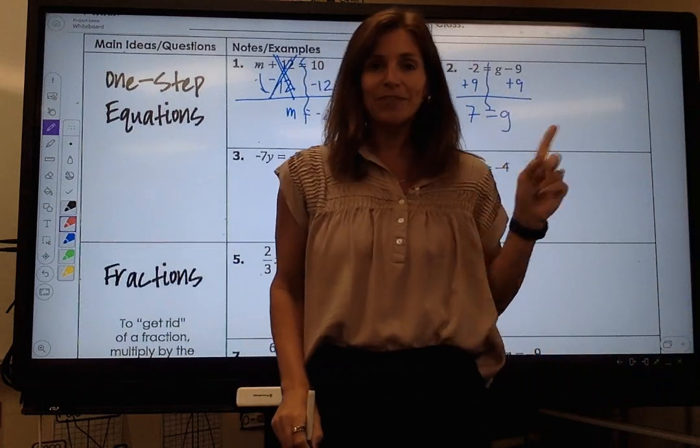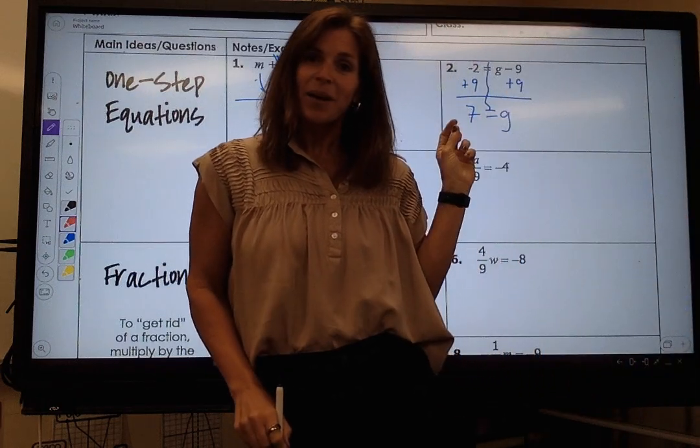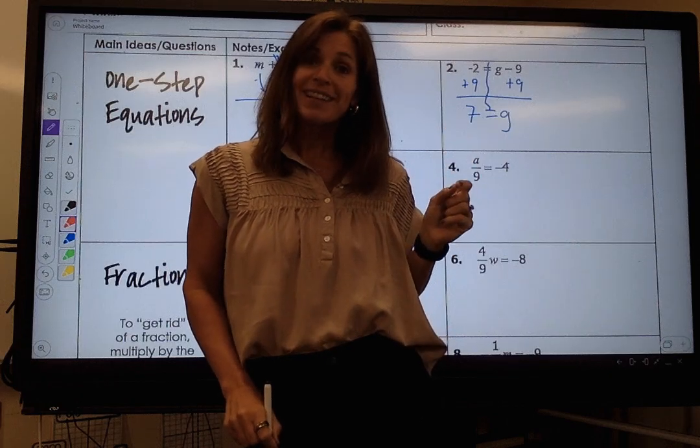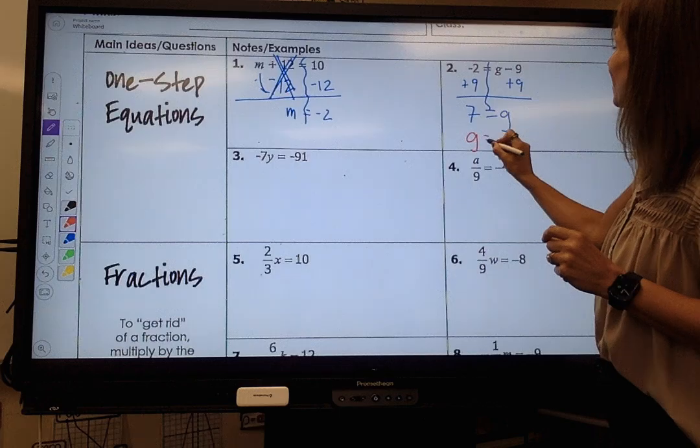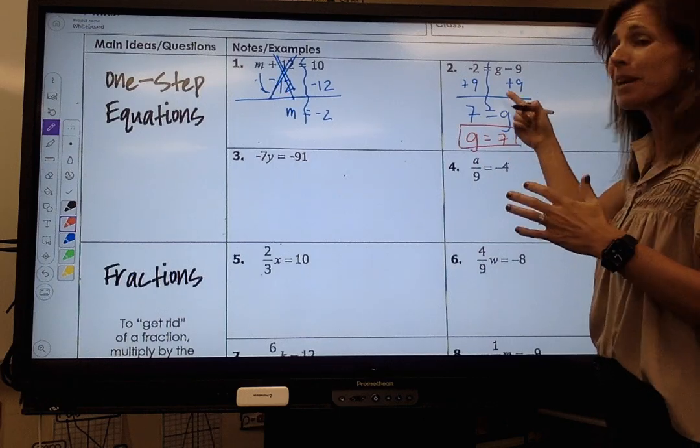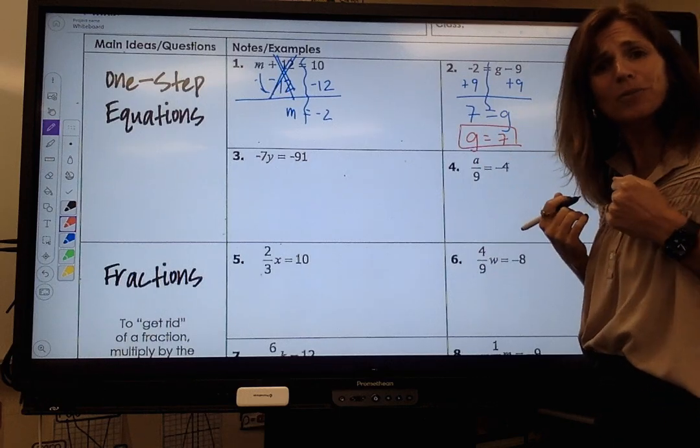Do not give me this as your answer. What is my favorite property? Symmetric property. So I'm going to do g equals 7. That is a beautiful example of the symmetric property.